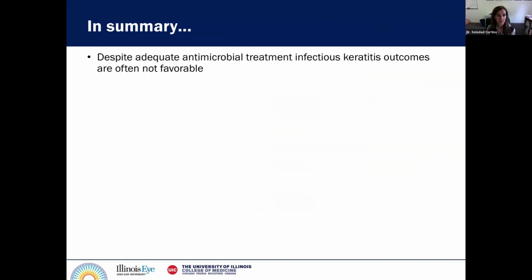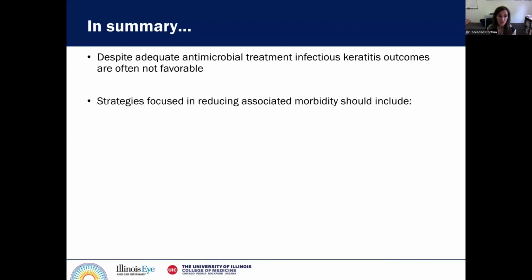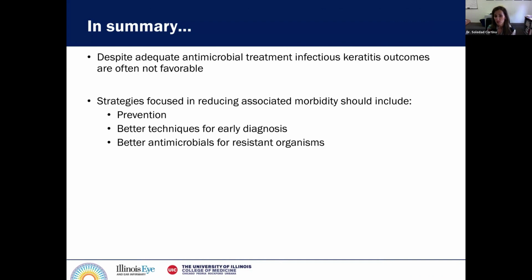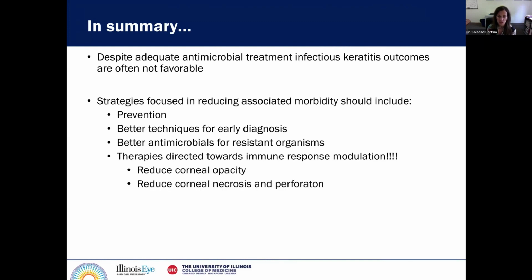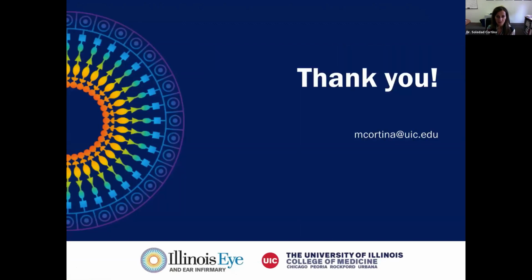So in summary, I think despite adequate antimicrobial treatment, infectious keratitis outcomes are often not favorable. Strategies focused on reducing associated morbidity should include prevention, better techniques for early diagnosis, better antimicrobials for resistant organisms, and therapies directed towards immune response modulation, very important, so that we can reduce corneal opacity, corneal necrosis and perforation. I thank you everyone for listening, and we can answer some questions.